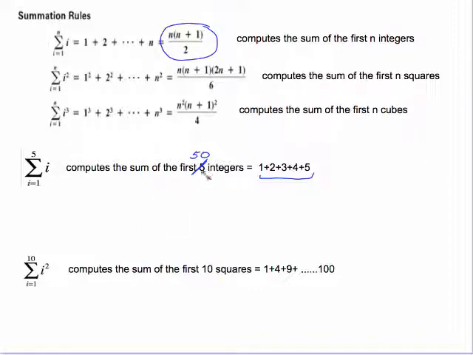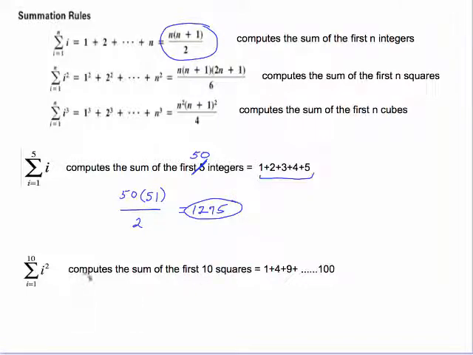So if I want the sum of the first 50 integers, I let n be 50. So this is 50 times 50 plus 1, which is 51, divided by 2. You can enter that in the calculator, and that will give you the sum of the first 50 integers, which is 1,275.